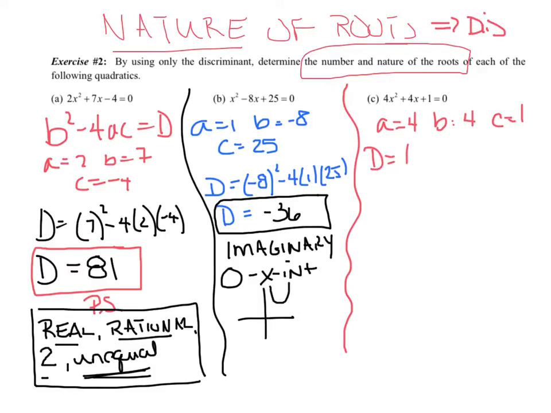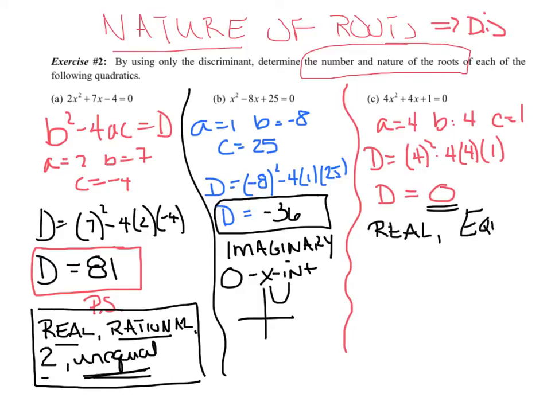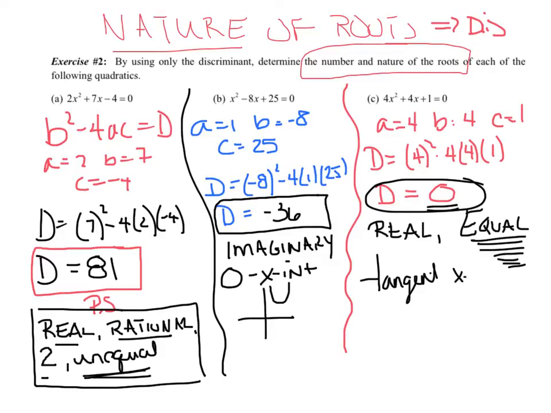So my discriminant is B squared minus 4 times A times C. So I've got 16 minus 16. I get a discriminant equal to 0. All right, so I say to myself, 0 is a real number. Because it's equal to 0, this is the one and only time I use the word equal. It has equal roots when it's equal to 0. Okay, that means it's tangent to the x-axis.